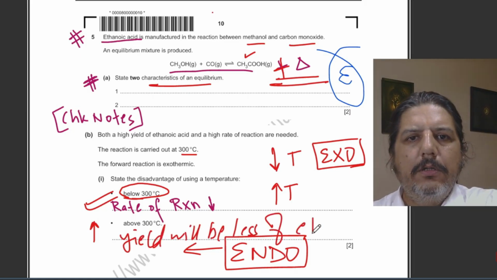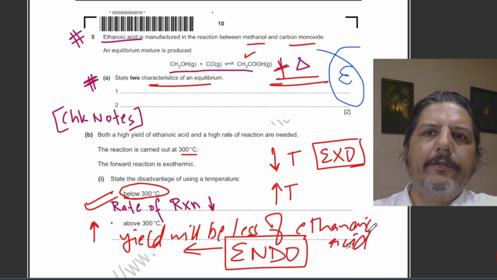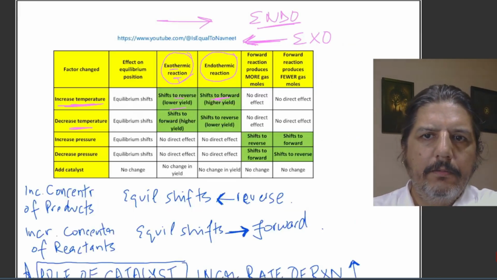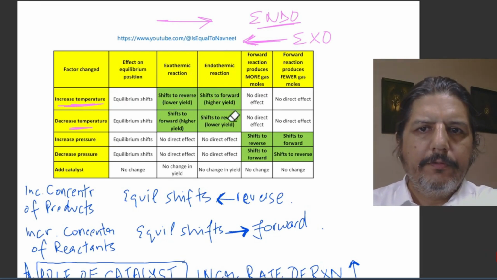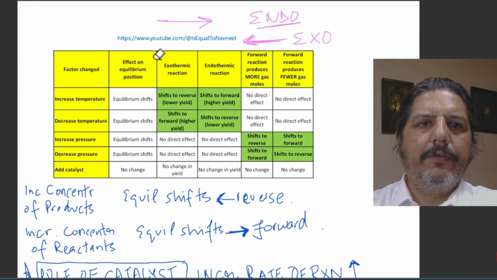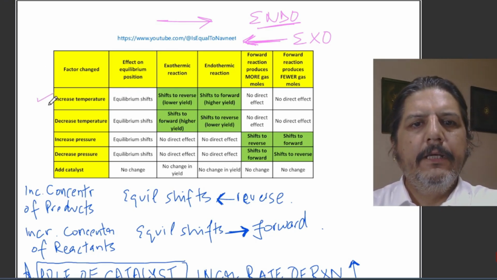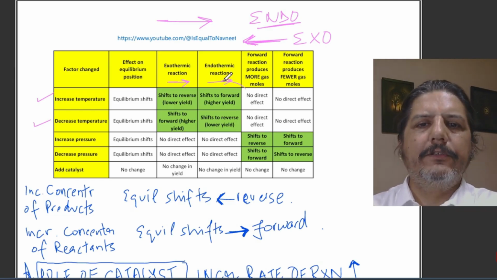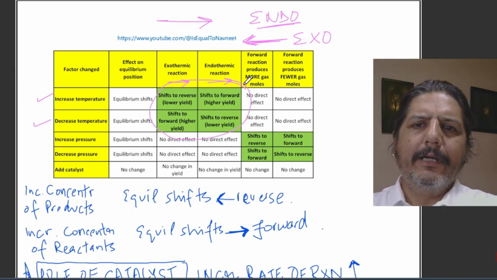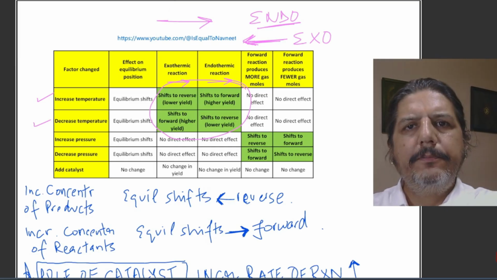of the ethanoic acid that we are trying to manufacture. As discussed earlier, in the previous question also we had discussed the effect of an increase of temperature and decrease of pressure when the forward reaction is exothermic and when the forward reaction is endothermic. We had discussed this here, so you can refer to this again and again. The same kind of questions would come.